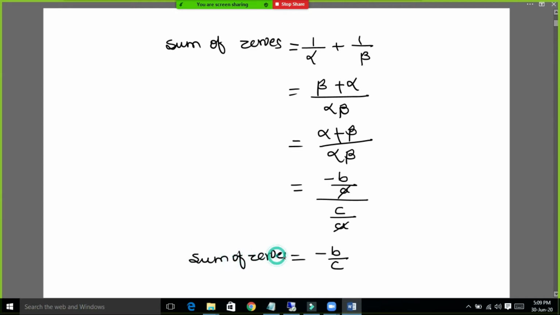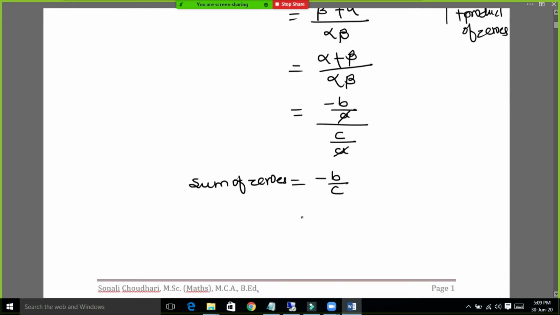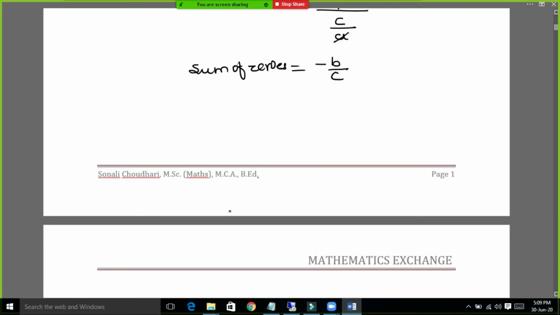Now you come to know why we are finding the sum of zeros: to form the polynomial we use the formula x square minus sum of zeros into x plus product of zeros. This formula we already discussed, and according to the formula we have to find the sum of zeros and the product of zeros. The first thing, the sum of zeros when 1 upon alpha and 1 upon beta are the zeros, we already found. Now we find the product of zeros.